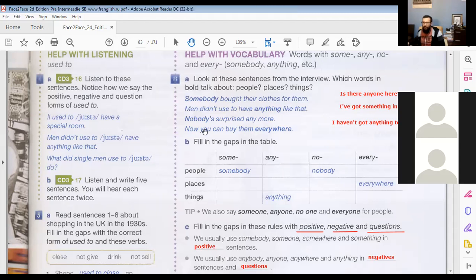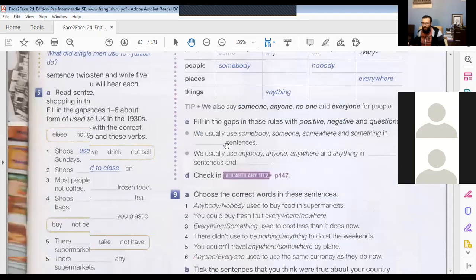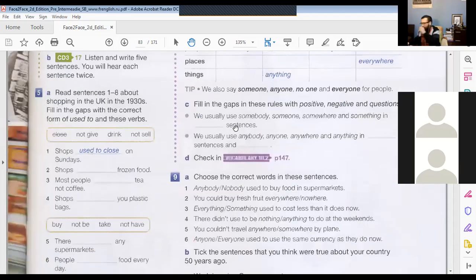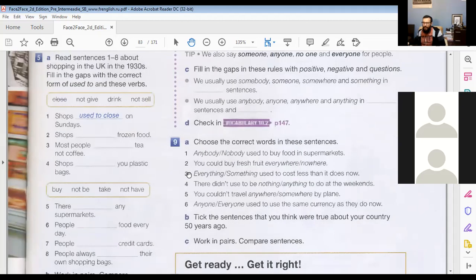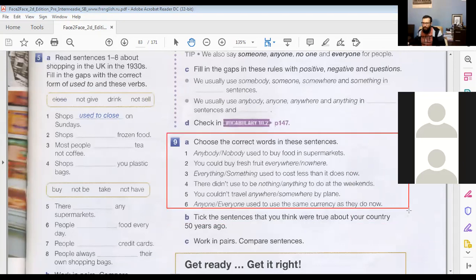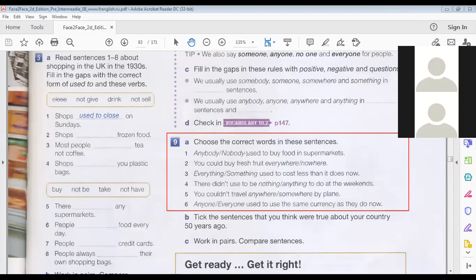All right, so let's check the next exercise here. So here we're gonna use these two ideas to complete this exercise in number 9. So here you have to choose the correct answer based on the rules that we just talked about. So number 1, what do you think, Sophia? What should we use here? Used to buy. So you have two options. You can say anybody used to buy food in the supermarkets, or nobody used to buy food in the supermarkets. Which one do you think is the right answer?